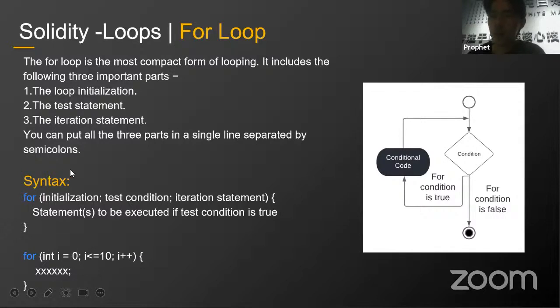Okay, the third is the iteration statement. The iteration statement means that after every loop, the iteration statement will execute. Like here, in the first loop, I is equal to zero, right? But after the first loop, I will be increased by one. So at the second loop, I will be equal to one. So that's the iteration statement.